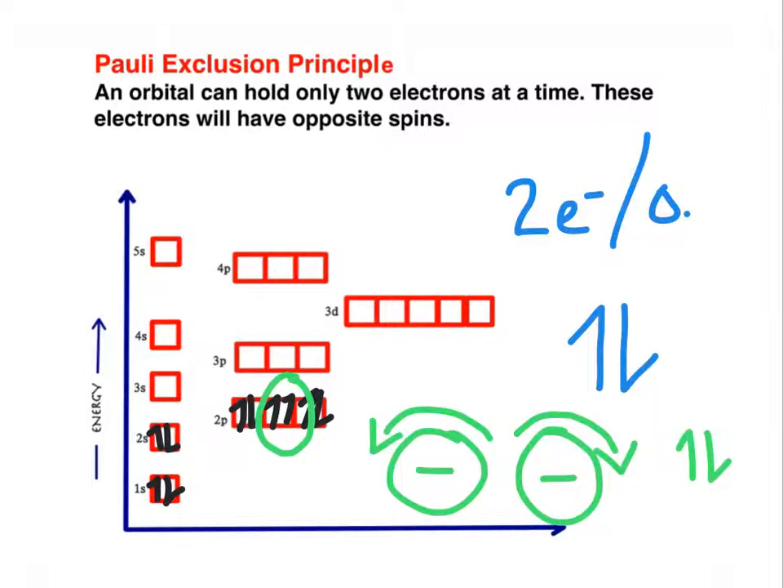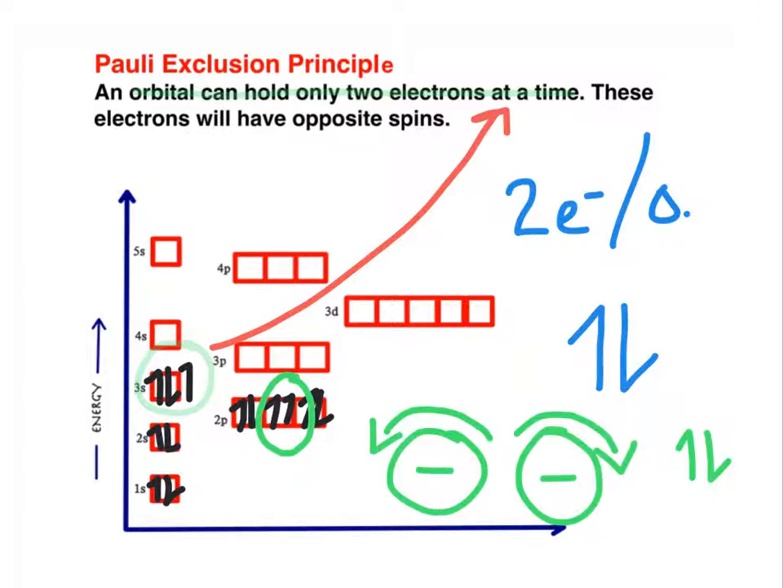The other one might look something like this, if I have an up, a down, and an up. Why is that a violation? Well, all 3 of those are existing in the same orbital. And if you look, it says right there, an orbital can only hold 2 electrons at a time. It cannot hold 3. The space is not defined for 3. That is not okay. All right? So that's the Pauli exclusion principle.